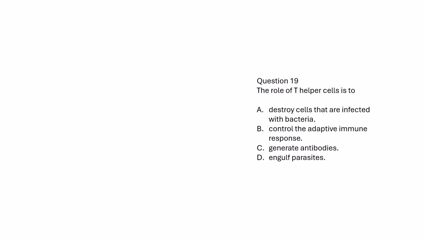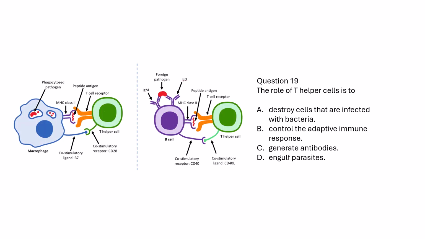T helper cells are crucial for orchestrating the adaptive immune response by activating other immune cells and directing their activities through the release of cytokines. So, the role of T helper cells is to control the adaptive immune response.